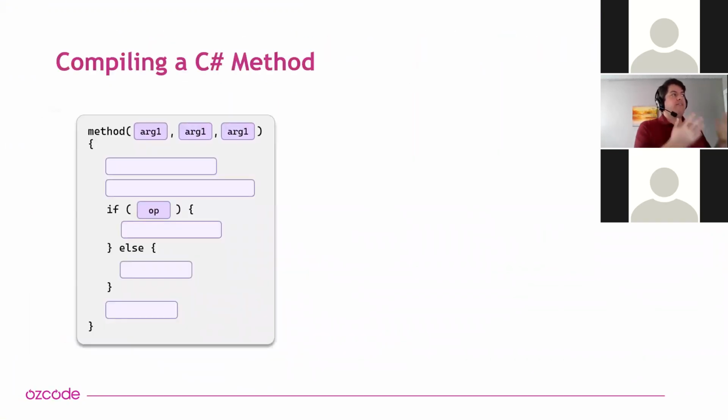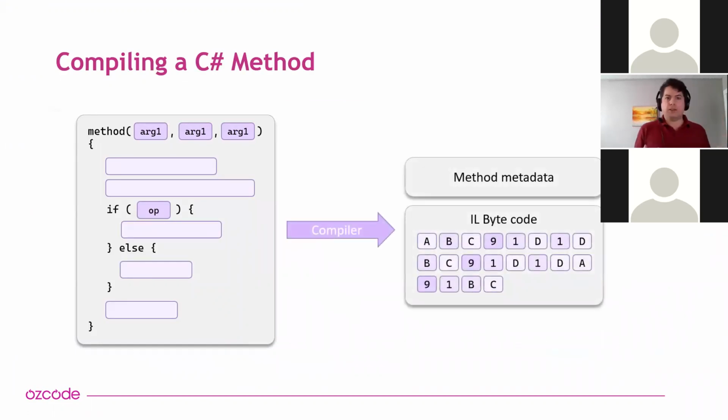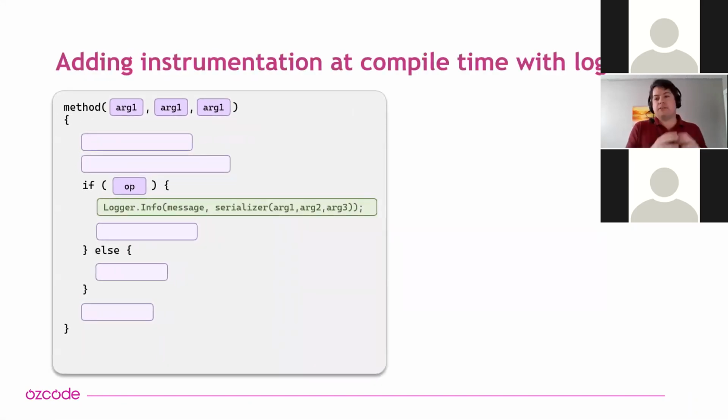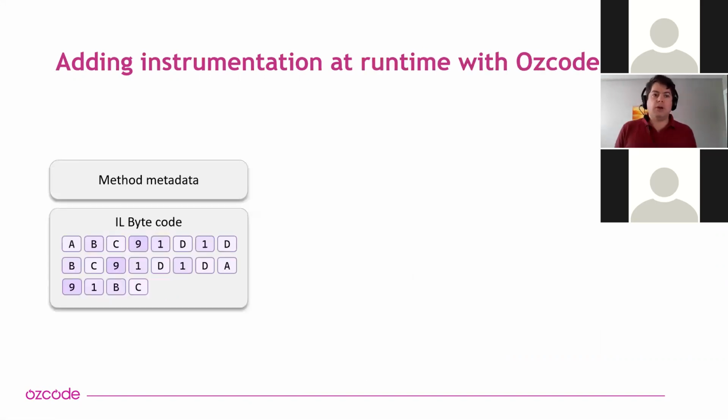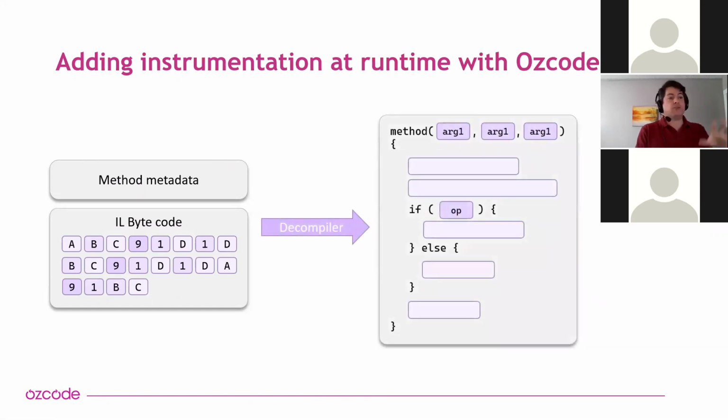When we have a function in C#, when it gets compiled, it's compiled to IL bytecode. So there is some method metadata and the bytecode that then gets executed at runtime. When you add a logging message yourself, it will just inject some more bytecode that creates the message, serializes all the variables and things like that. Now, what Ozcode does behind the scenes is we take the bytecode and use a decompiler to extract the code itself.